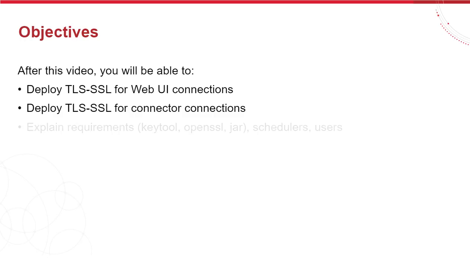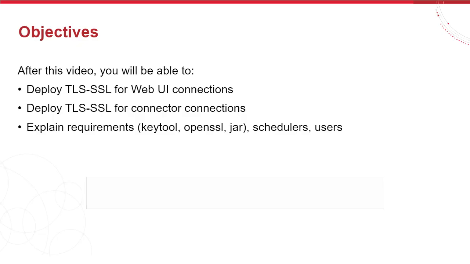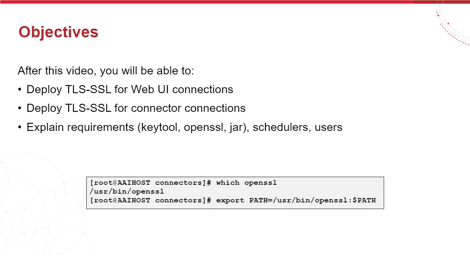You should follow the procedure carefully. Typos, omissions, and mistakes will invariably cause problems. There are some requirements. JVM version 17 is required, and you will need to add keytool, OpenSSL, and jar to the system path.